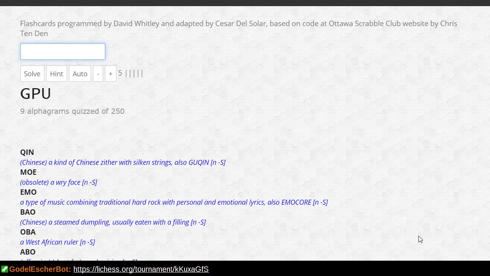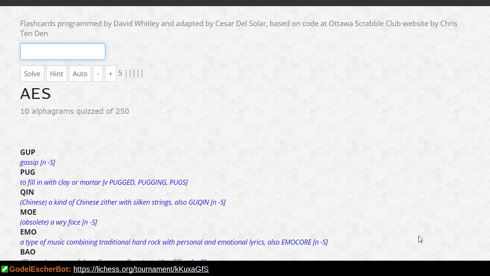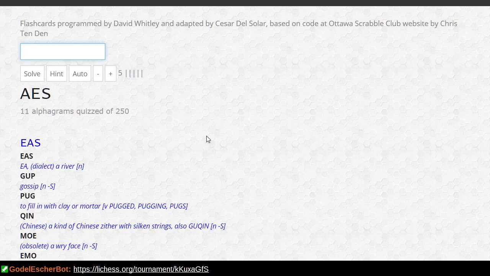So there's pug. To fill with clear mortar. Sure, we'll take that. And the only other way these could be pronounced would be gup. To gossip. A's would be yeses. No? Does not accept an S. Alright. What does this even start with? Because these are all pronounceable. EAs. A river takes an S.